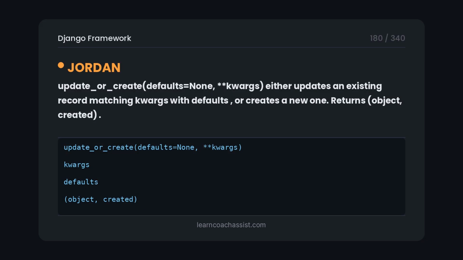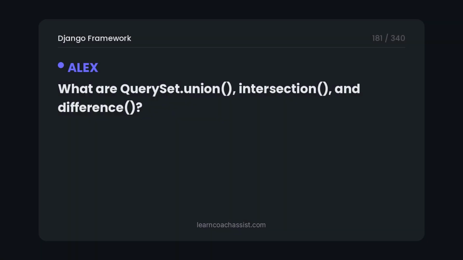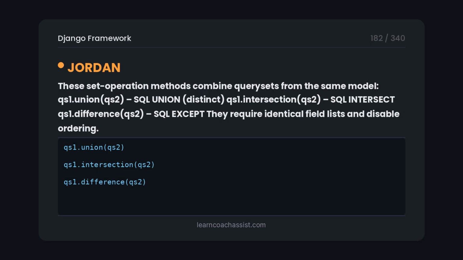update_or_create(defaults=None, **kwargs) either updates an existing record matching kwargs with defaults, or creates a new one. Returns (object, created). What are queryset union, intersection, and difference? These set operation methods combine querysets from the same model: qs1.union(qs2) will UNION, distinct; qs1.intersection(qs2) will INTERSECT; qs1.difference(qs2) SQL EXCEPT. They require identical field lists and disable ordering.